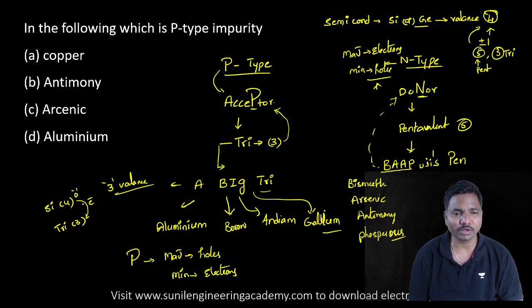So many atoms we have, so many molecules we have. That means so many holes are created. So holes will be higher. So holes become majority carriers and the remaining will be minority carriers.